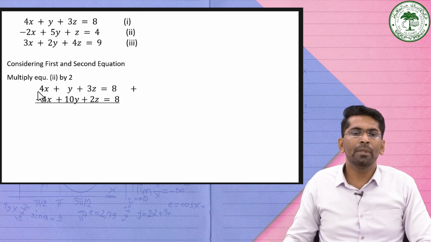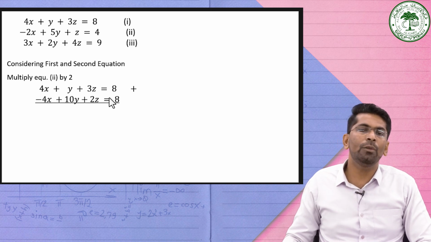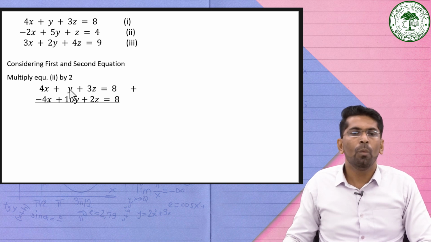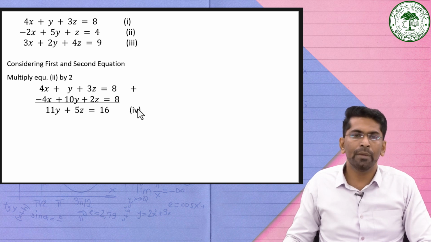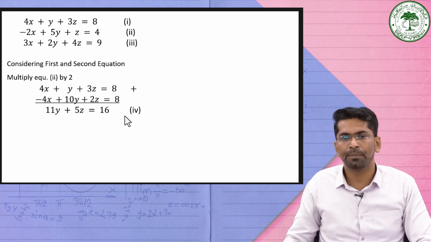Now we have the same coefficient, 4 here, and here it is minus 4. So we can eliminate the variable x by adding the two equations. 4x and minus 4x will be cancelled out. 1y plus 10y becomes 11y. Then 3z plus 2z becomes 5z, which is equal to 8 plus 8, which is 16. I am calling this equation number 4.